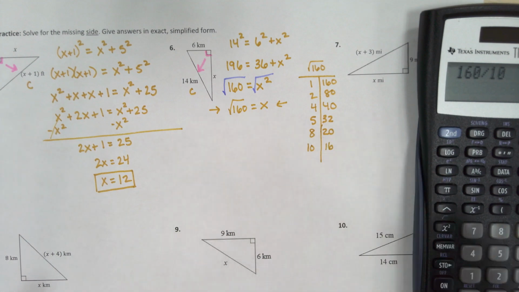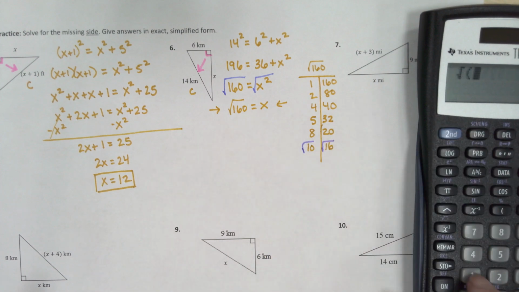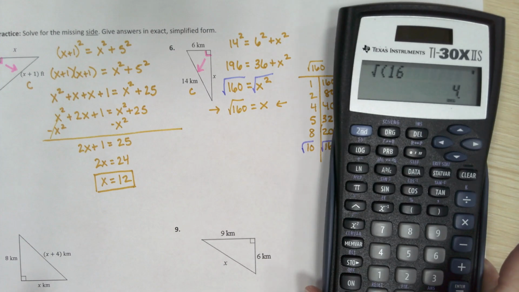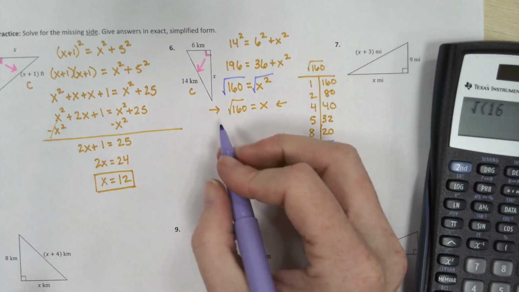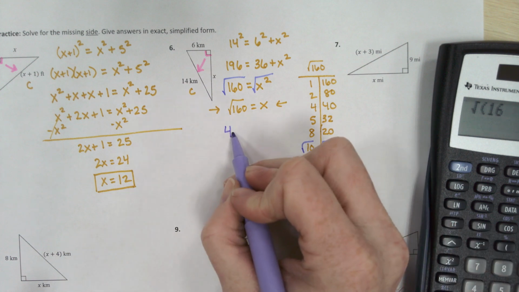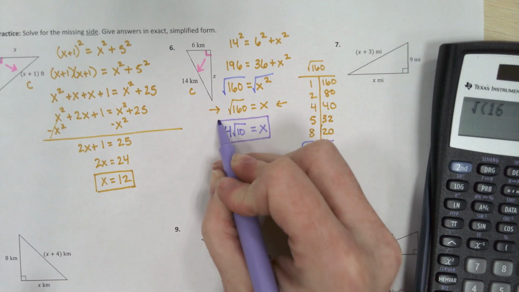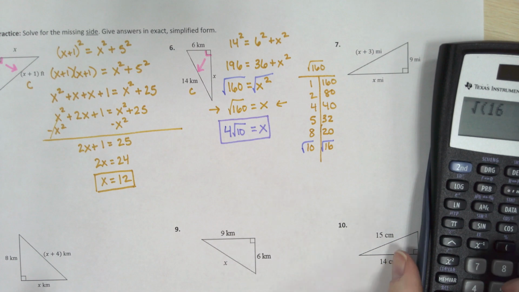10 and 16. That's going to be it, because the square root of 16 is 4. So we're going to make this answer better by rewriting it as 4, this part simplified, root 10 equal to x. There's our simplified answer for the square root of 160.